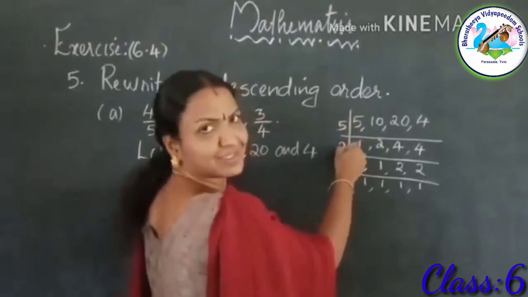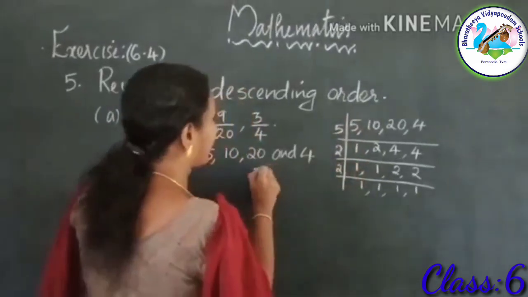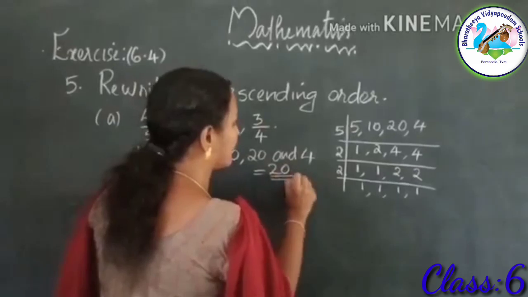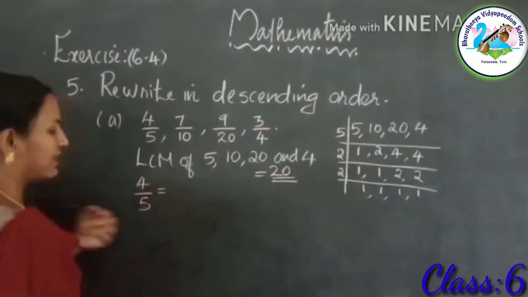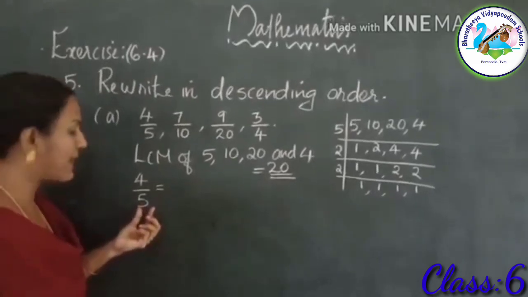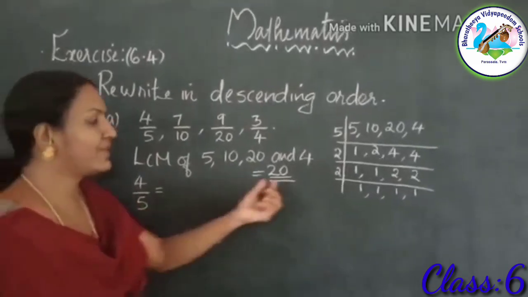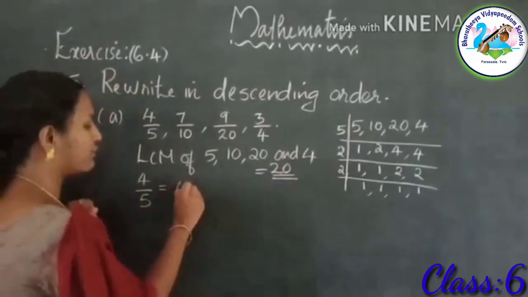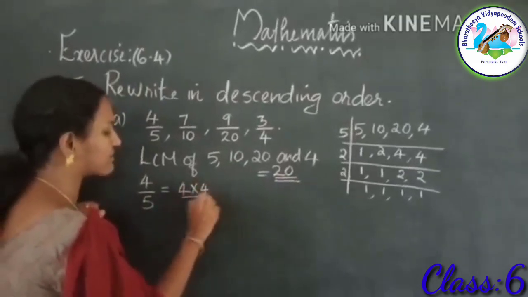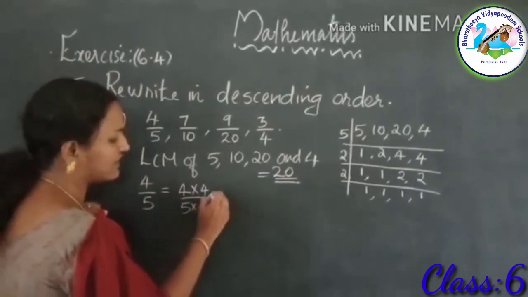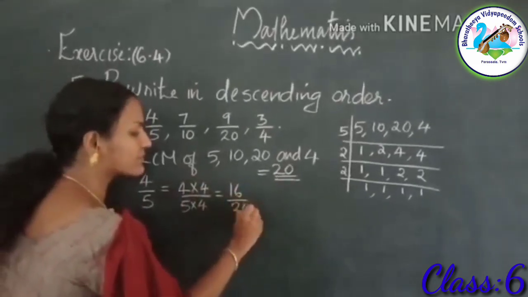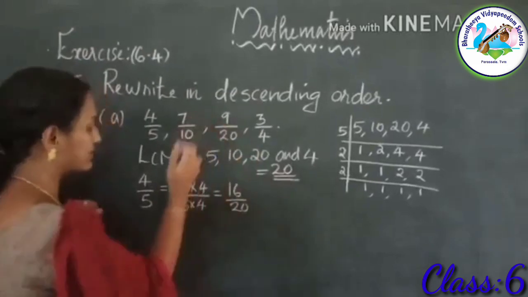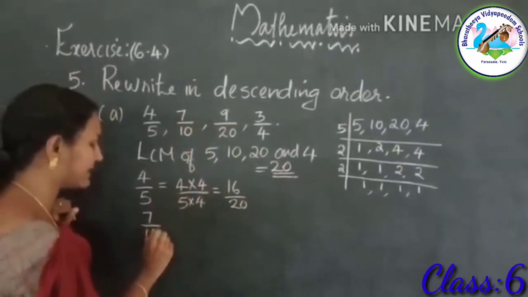5 into 2 is 10, 10 into 2 is 20. The LCM is 20. So the first fraction is 4 by 5. Here the denominator is 5, so multiplying 5 with 4, we get 20. So 4 into 4 divided by 5 into 4 is equal to 4 4s are 16, 16 by 20.